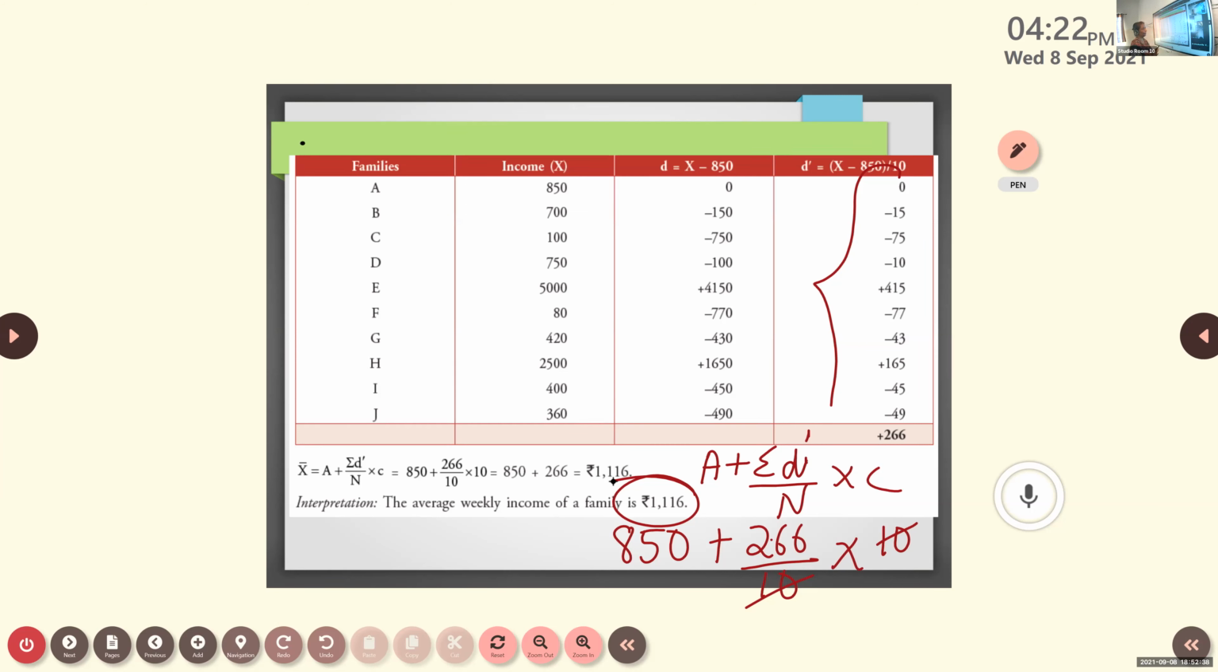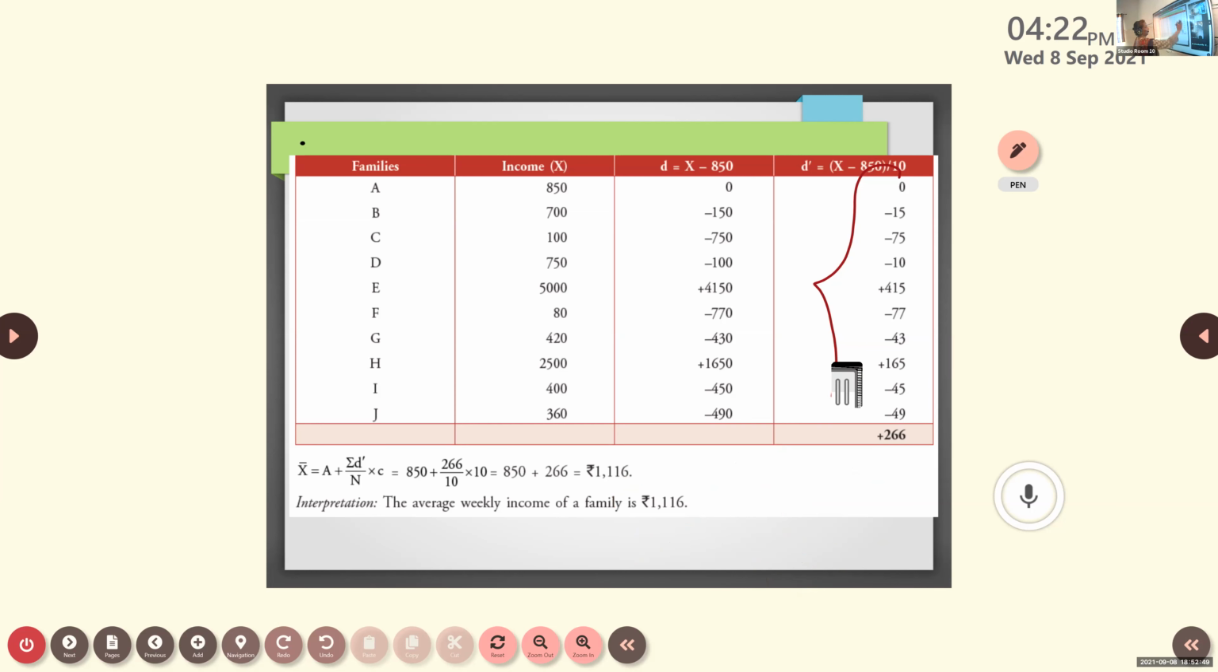Got it, everyone? All of you understood how to do this? Kevin, can you tell the steps how to do the step deviation method? Just think and say. Observation only is given. That is this, X only is given. What is the next step? You can directly find this. There is no problem. Okay. What you have to do? From the observation, what you should find first? Kevin.